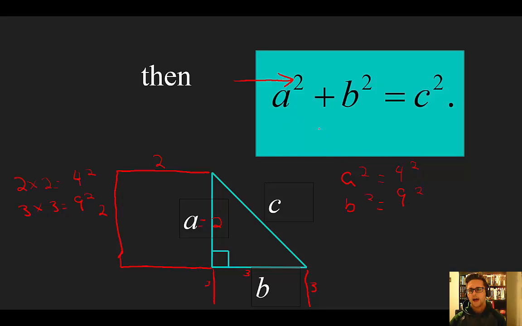So all we have to do is add A squared and B squared together. So 4 squared plus 9 squared equals 13 squared. Therefore, C squared equals 13. So if there was a square attached to this part of the hypotenuse of the triangle, the area would be 13. Now we need to find the side length.